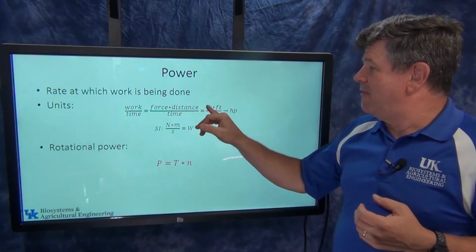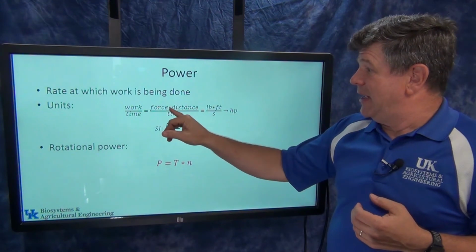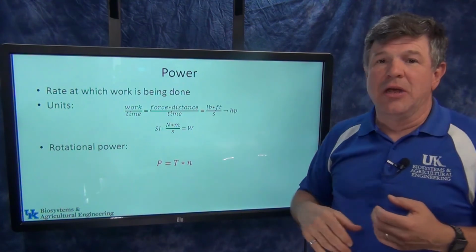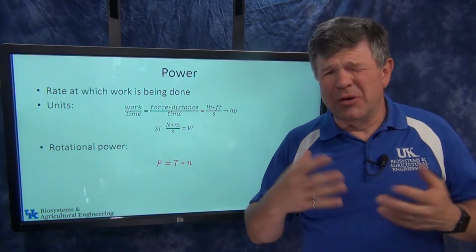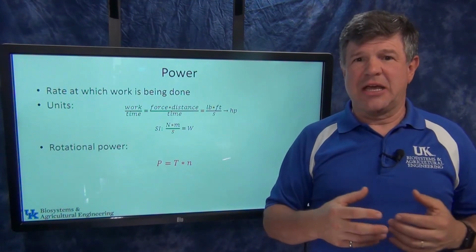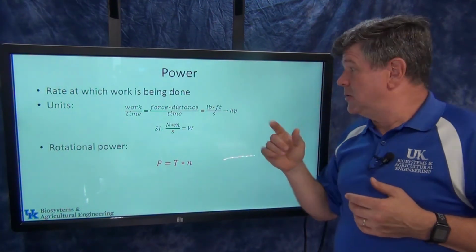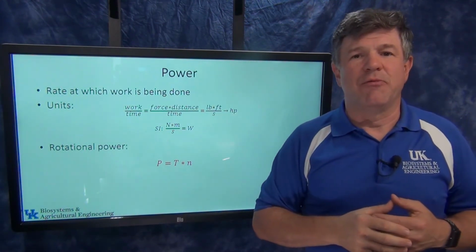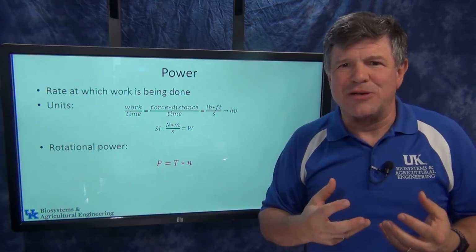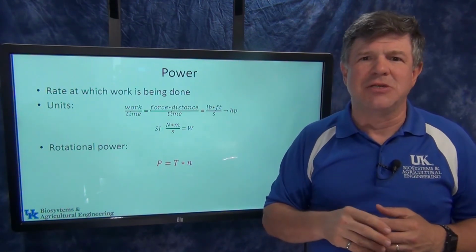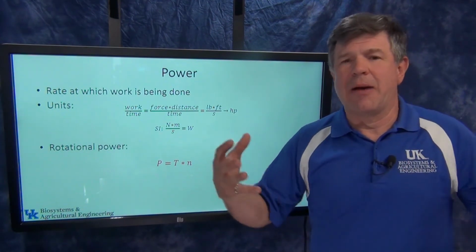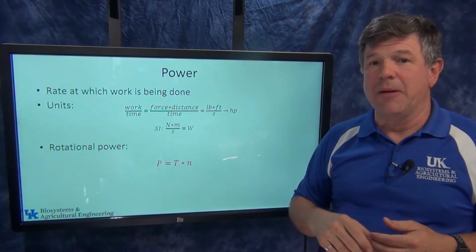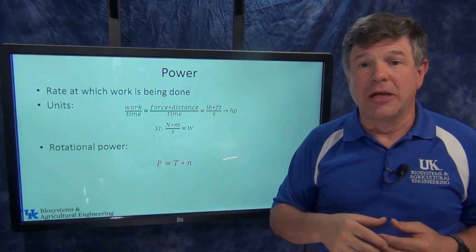Now, we can break that down even more, and if we look at our English system, force times distance over time, we could say that's a pound times a foot in a second, pound-foot per second. Now, most of us don't really think about foot-pounds per second, but what we do think about in power is horsepower. There's a direct conversion from foot-pounds per second to horsepower. That's what we understand for power. And we'll do some examples in the next video where we show how those units all come together. But that's what power is, work per unit time. Foot-pounds per second or horsepower in our English system.